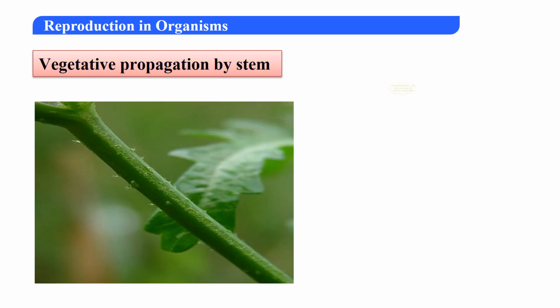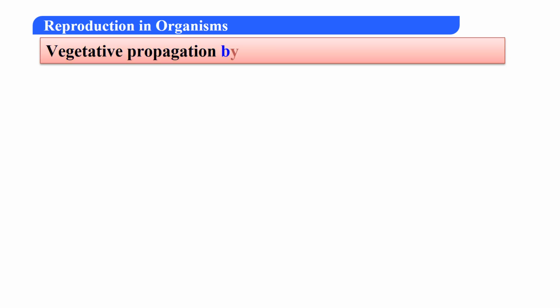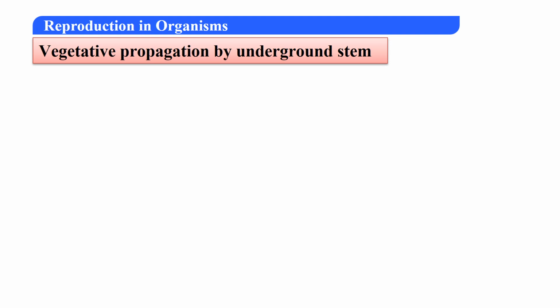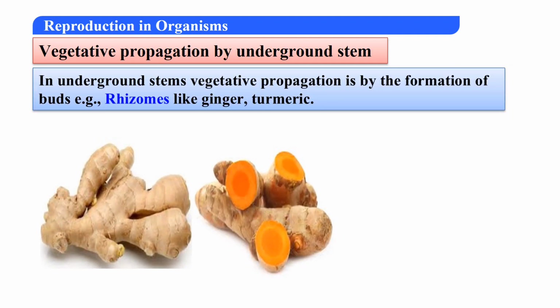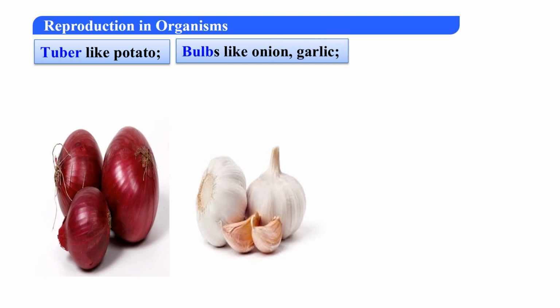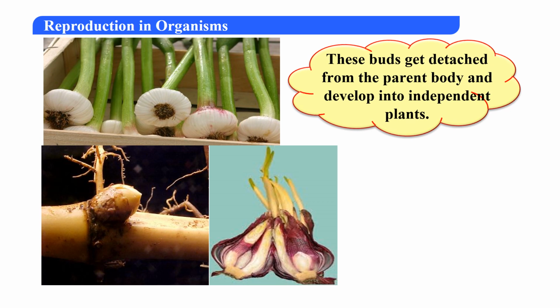Vegetative propagation by stem. In most of the plants, stem is the main source of vegetative propagation. Vegetative propagation by stem can be done with the help of underground stem, subaerial creeping stem, and aerial stem. Vegetative propagation by underground stem. In underground stem, vegetative propagation is by the formation of buds. Examples: rhizome like ginger, turmeric; tuber like potatoes; bulbs like onion, garlic; corm like Amorphophallus, gladiolus, colocasia, etc. form the buds. These buds get detached from the parent body and develop into independent plants.